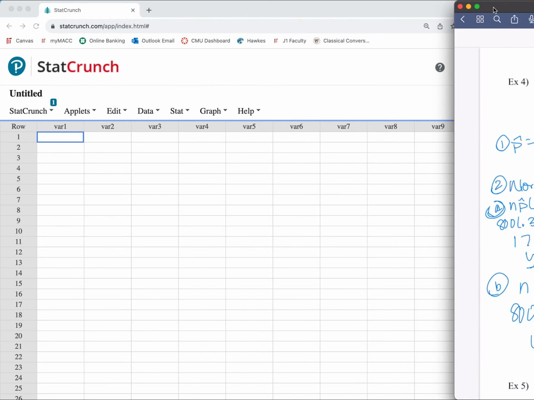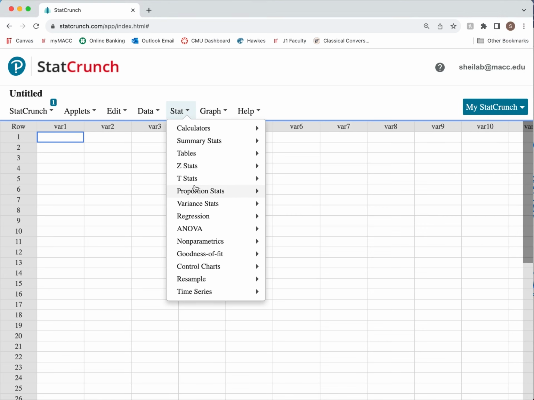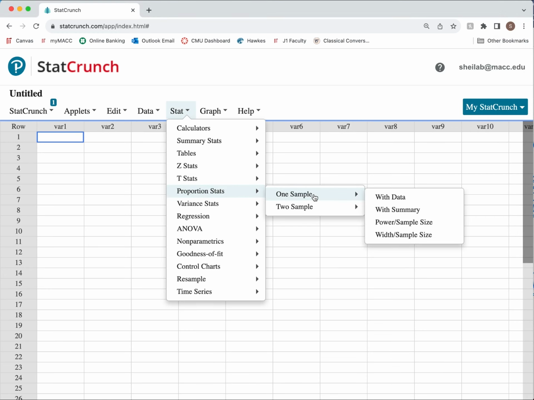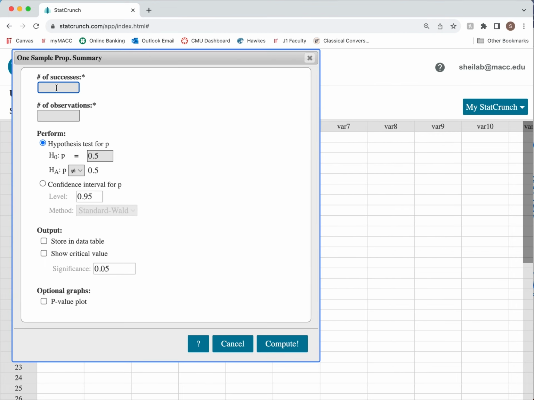But we're just given the totals. Does that make sense? So Stat, Proportion, because that's what we're talking about, with summary. And then it says the number of successes versus observations. So our number of successes were 272. Our number of observations are 800.